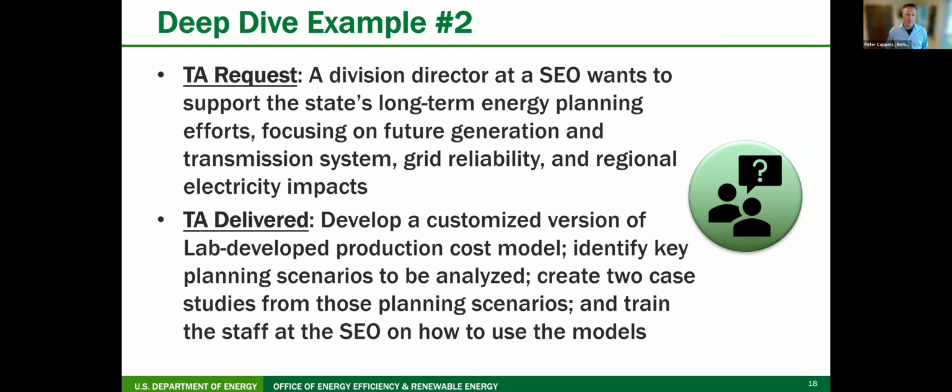Late in the summer, she's notified of her selection and begins developing a statement of work with the team of lab SMEs dedicated to the TA project. They collectively agree that a customized version of an open source lab developed production cost model is going to fit the bill. With that model in hand, the state and lab team will identify a number of key planning scenarios to be analyzed, which will ultimately result in 2 case studies being developed. Finally, the lab team agrees to develop and deliver a series of customized training materials that will enable and empower staff from the State Energy Office to run the model on their own after the lab SME team has completed their work.